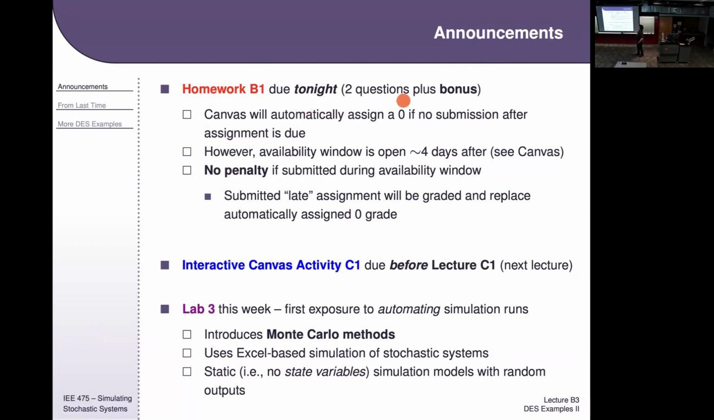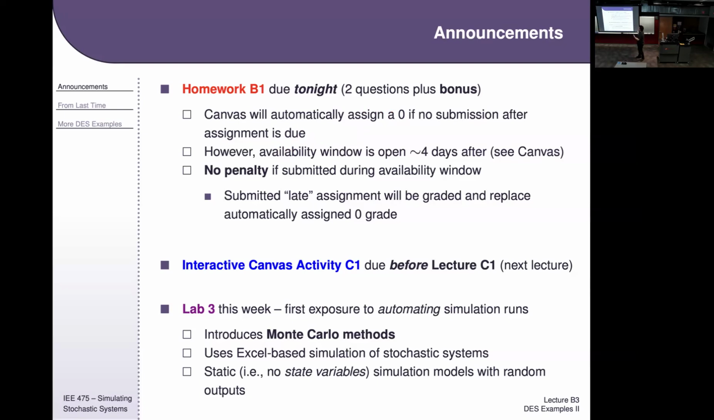The Canvas assignment will automatically assign a 0 if there's no submission after the assignment is due. That's just how Canvas is set up for convenience. But if you do happen to turn it in after the due date, then that submission will end up getting flagged for grading, and then your grade will replace that 0.